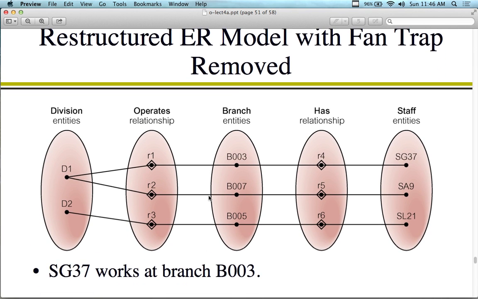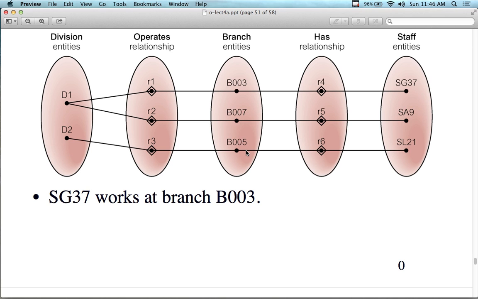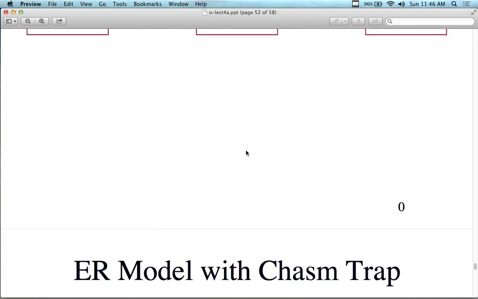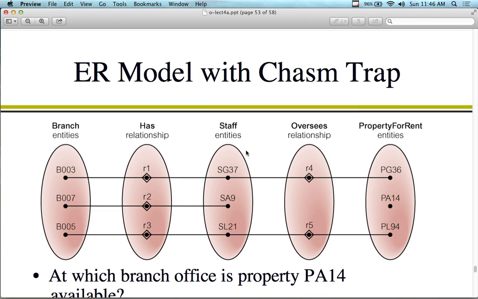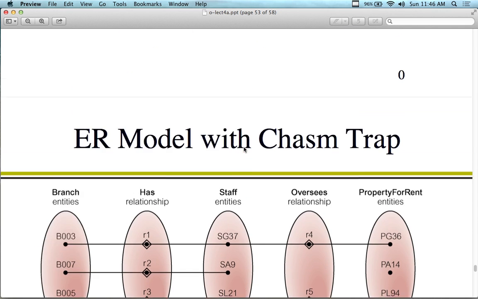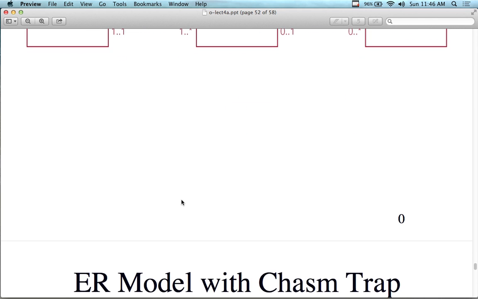So restructuring it to get rid of it, we just basically make it so we have a connection between all the staff and all the branches and all the divisions so we know the connections exist. The other choice is when we have ambiguity, where we don't see a connection, where it could go one way or the other. As an example, at which branch office is property PA 14 available? We have branches and we have staff and we have property for rent. We don't know which branch the property for rent is on. So instead we just add another connection so we know.